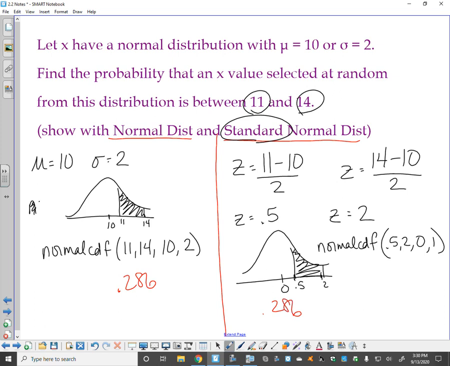Okay, so guys, that's it for normal distribution. So we're changing gears. So if you need to pause the video and take a break, feel free. But we're changing gears. Here we go.